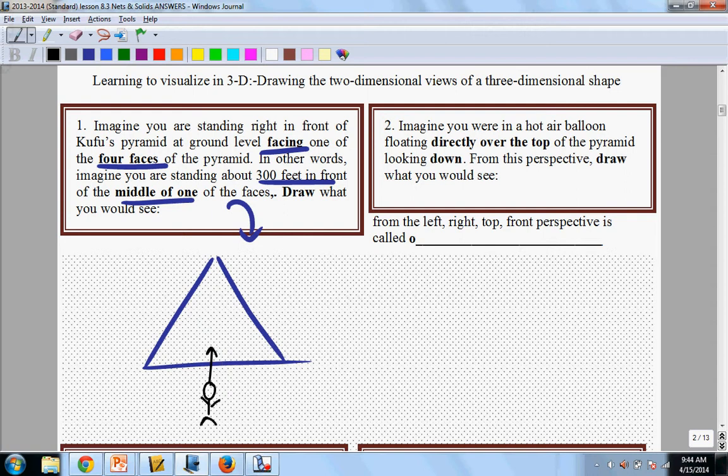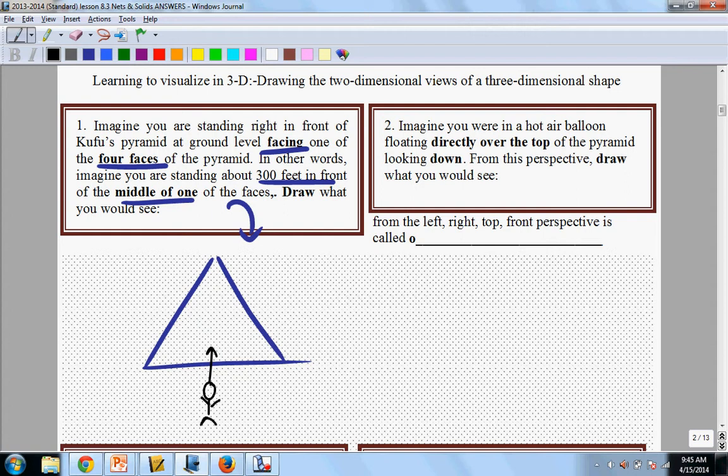Okay, take a look up here. If you're standing straight and you're about 300 feet away, the only thing you're seeing basically is a flat triangle. Understand? Okay, now we're going to try another perspective. This is called orthogonal drawing, which means to draw a flat image of a 3D shape from a certain perspective. Those of you who ever take an engineering class, doing orthogonal drawings is really important.